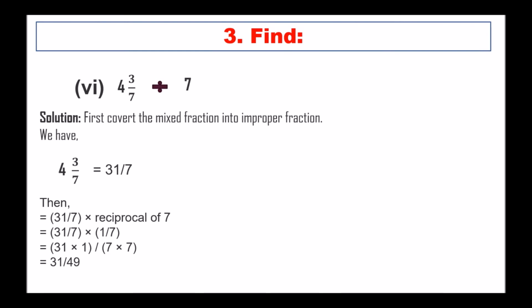Next is 4 and 3 by 7 divided by 7. First we will convert 4 and 3 by 7 into improper fraction, that is 31 upon 7. Then we will multiply with the reciprocal of 7. So 31 divided by 7 into 1 upon 7. So 31 into 1 divided by 7 into 7. So 31 divided by 49.